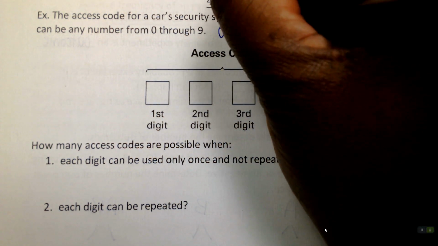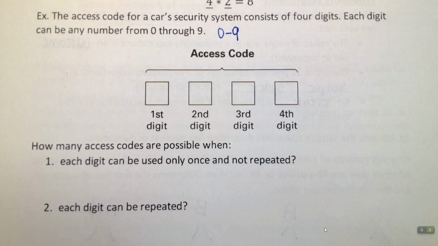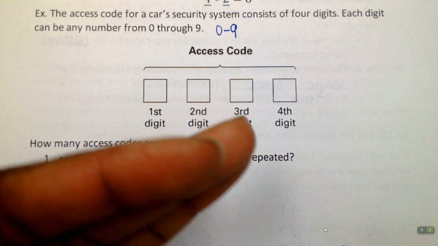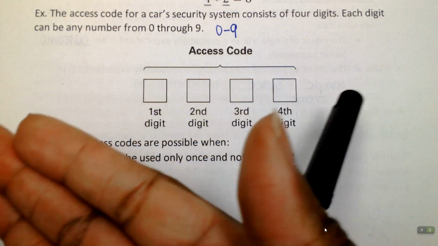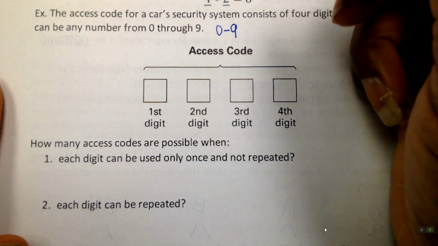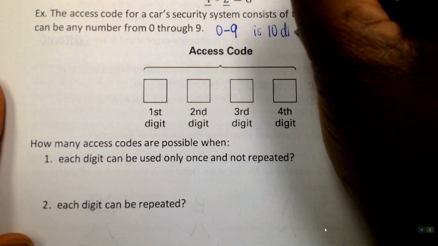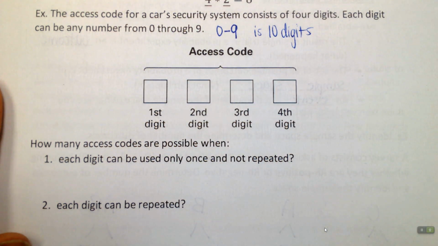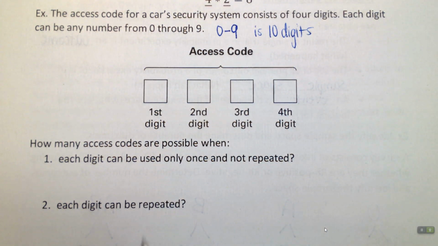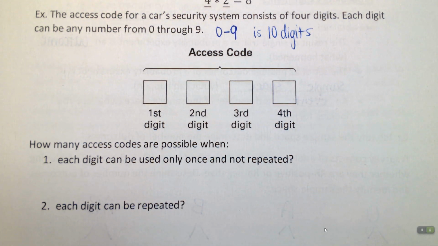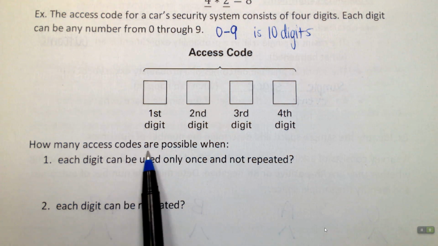So if we look at all of our digits, they are 0 through 9. So 0, 1, 2, 3, 4, 5, 6, 7, 8, 9. So there are 10 digits. There are 10 possibilities here, here, here, and here. But let's look at when they actually put restrictions on our fundamental counting principle and when they don't.